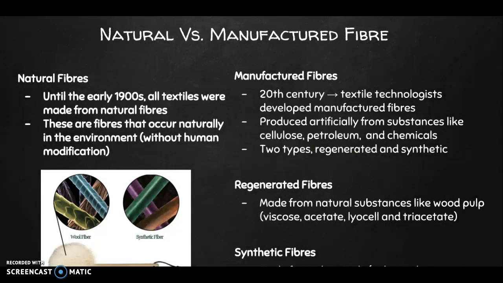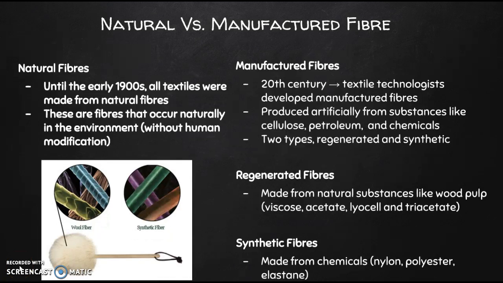So natural versus manufactured fibers. Until the early 1900s, there was no such thing as a manufactured fiber. All textiles were made from natural fiber. But during the 20th century, textile technologists, so these are scientists, textile scientists would try to make manufactured fiber. So they would take substances like cellulose, which is, for example, wood pulp, or petroleum or natural gas or other chemicals, and they would make fibers from them.